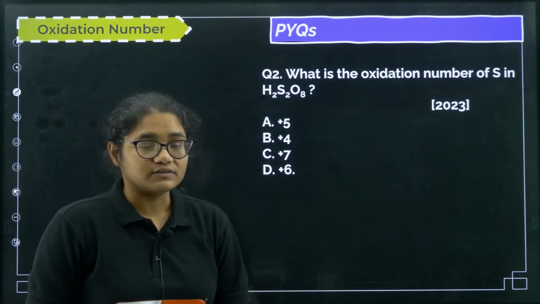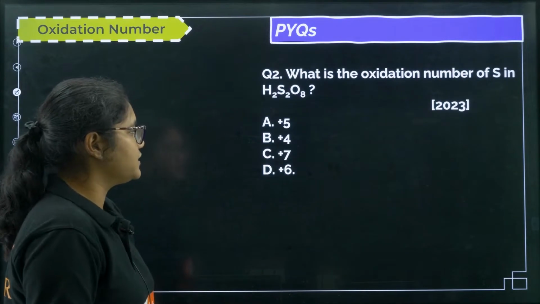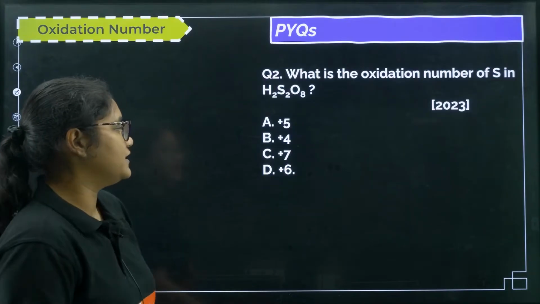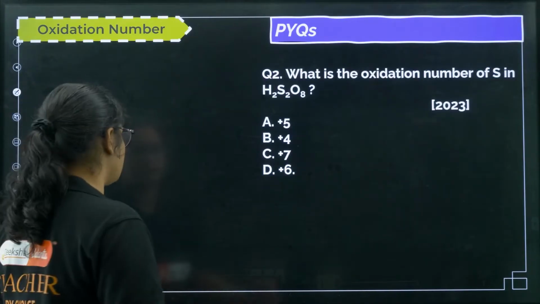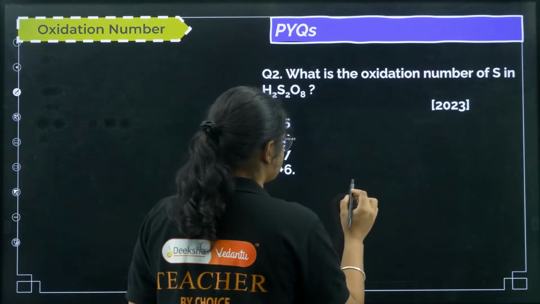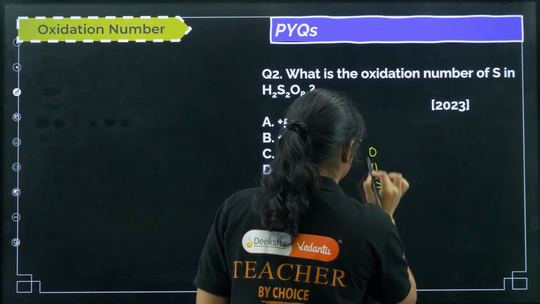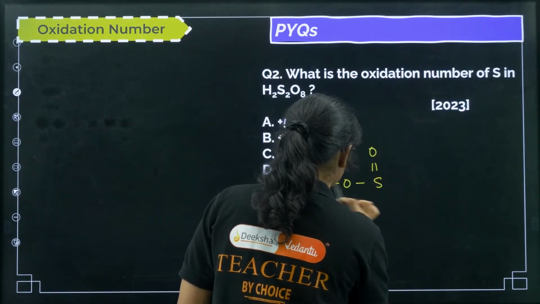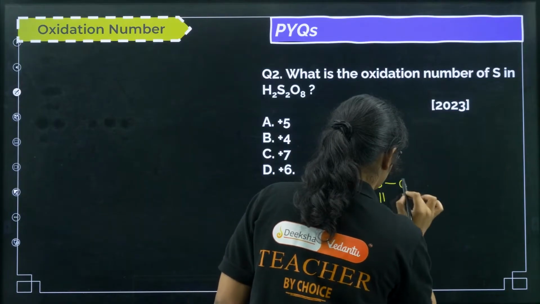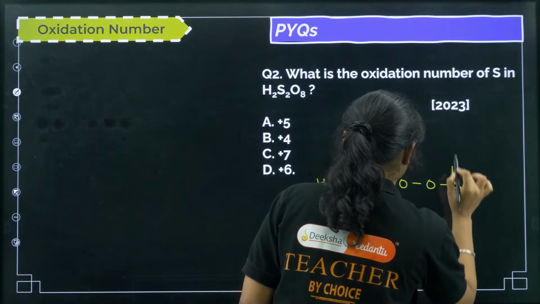Next question is about oxidation number. What is the oxidation number of S in H2S2O8? Now if you want to calculate, or if you want to see the structure of H2S2O8, it is like this. You should know this structure to solve this question.